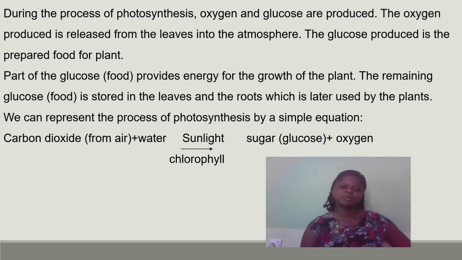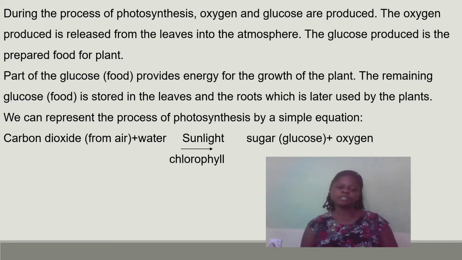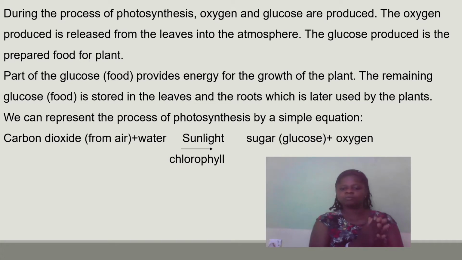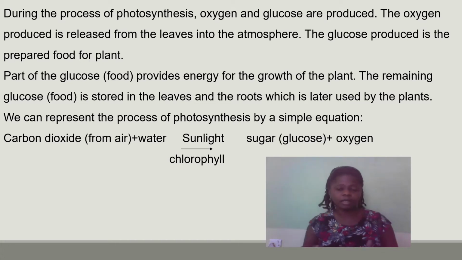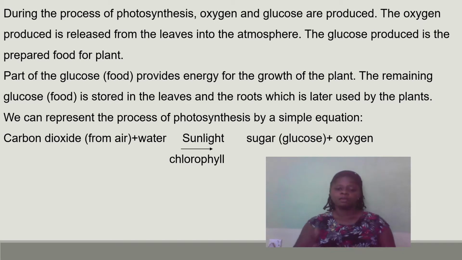We can represent the process of photosynthesis by a simple equation. The equation is this: carbon dioxide plus water, in the presence of sunlight and chlorophyll, gives us sugar, which is the glucose, and then oxygen. Right? So this is the simple chemical equation you can represent photosynthesis by.